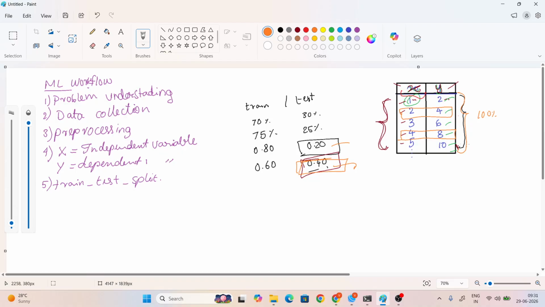So 40 percent means it randomly takes the data. This is the 40 percent of records. The remaining three records are the 60 percent. So have you got my point? This is the training.